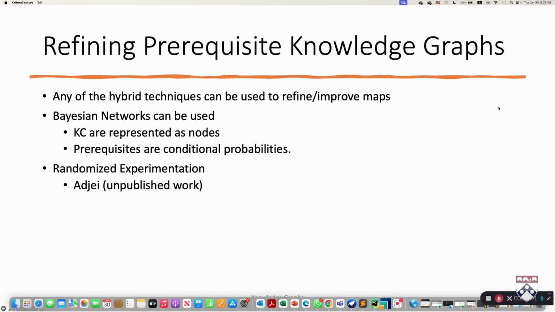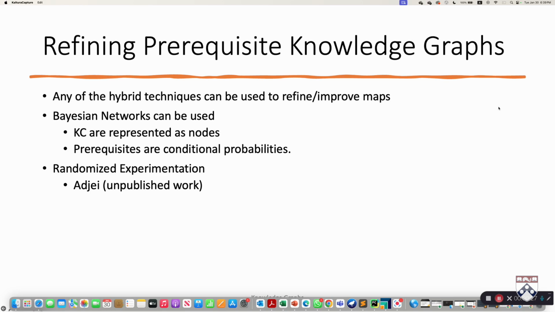So as of now, we know how to define knowledge graphs. We also know about three of the techniques that are used to create knowledge graphs. The first is domain expert created. The next, if you remember, is from students' data. And then finally, a combination of the two, which is a hybrid.